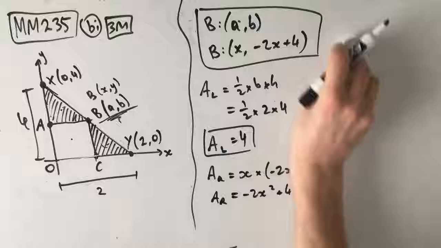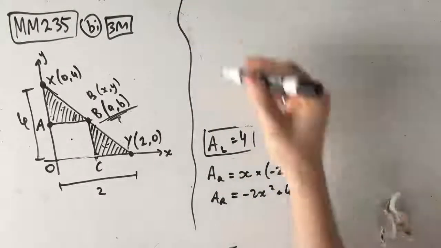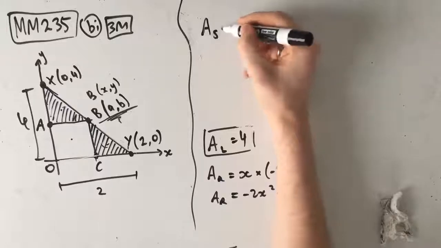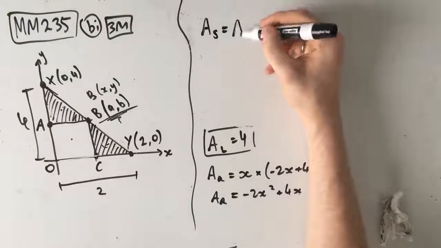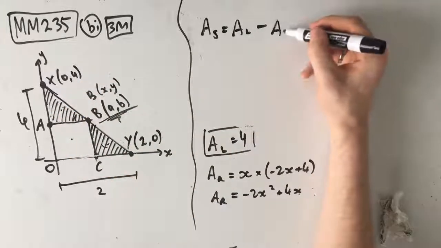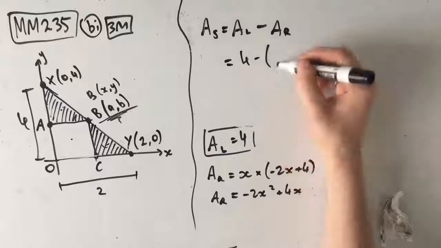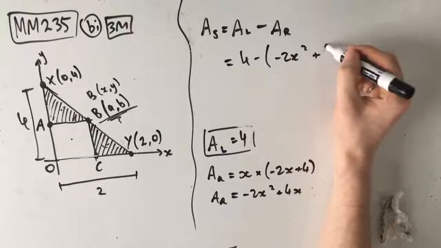Now what do we need to do? We need to minus them. So our total area, or our shaded area, I should say, is equal to our large area, this whole triangle, minus our rectangle. So minus rectangle, which equals 4 minus negative 2x squared plus 4x.